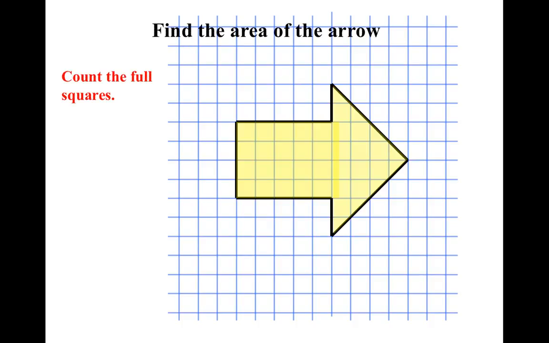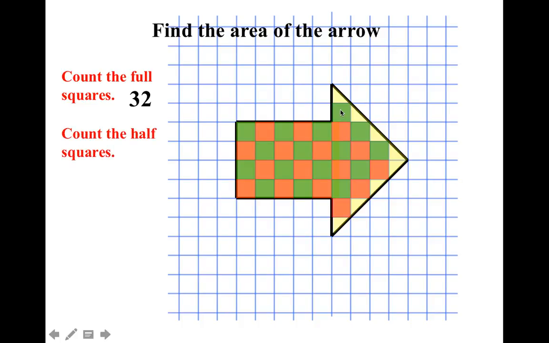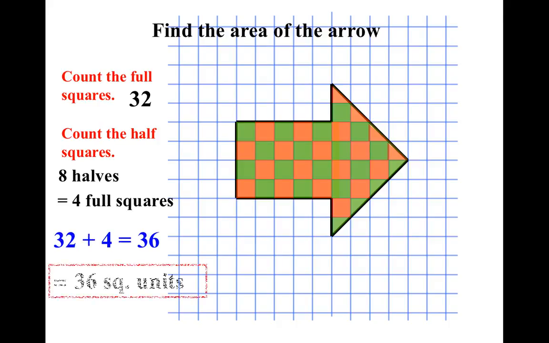So let's count the full squares. And if I did that, that was 32 squares. 1, 2, 3, 4, 5, 6, 7, 8, 9, 10, 11, 12, 13, 14, 15, 16, 17, 18, 19, 20, 21, 22, 23, 24, 25, 26, 27, 28, 29, 30, 31, and 32. Next, I'm going to count the half squares. Easy enough. 1, 2, 3, 4, 5, 6, 7, 8, which gets me 4 full squares. And I get my answer.